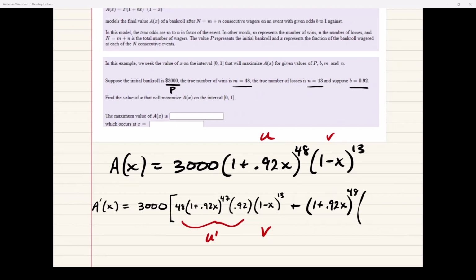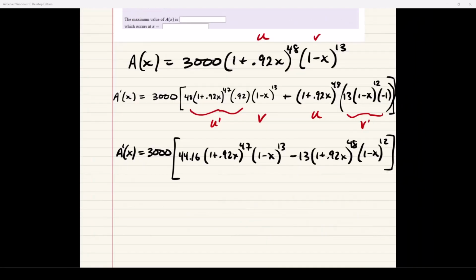Multiplying with the derivative of v, the 13 would move in front as the power rule. 1 minus x, we'll subtract 1, that gives me 12, and then I get a chain rule factor of negative 1 there. So what I have here is the factor u, and all of this is v prime.